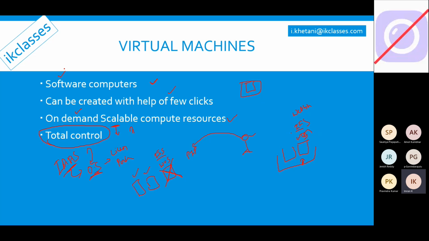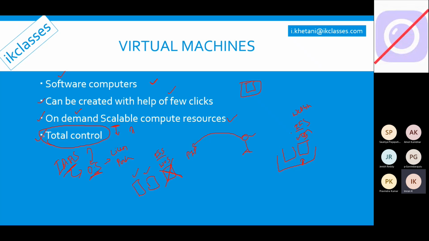These are nothing but software computers. In Azure, we can just provide the required details, and your virtual machine is ready. You can scale out or scale in that virtual machine, meaning you can change the size whenever you want, or you can add additional instances, additional nodes to your cluster.